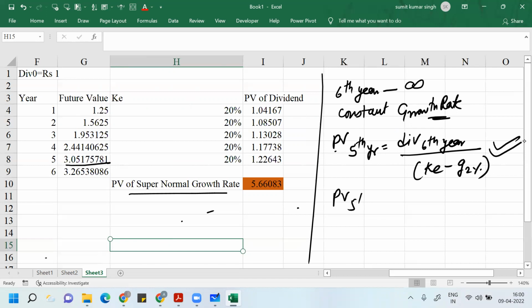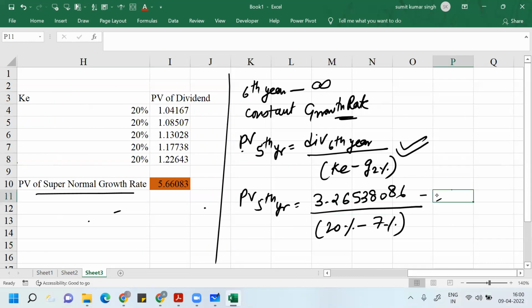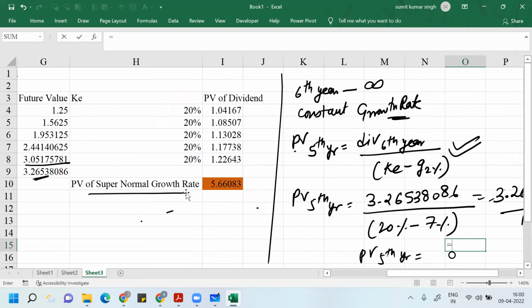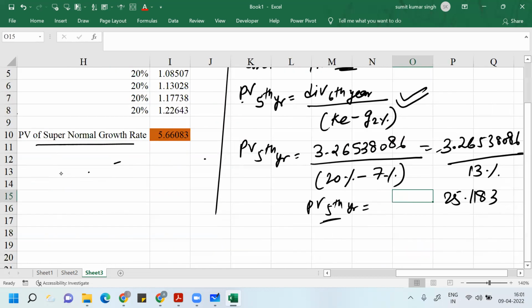So for the present value after 5th year, the dividend for 6th year is 3.8086, divided by cost of equity, which is 20%, minus growth rate, 7%. So if you solve this, 3.8086 divided by 13%, you will get the present value after 5th year. How much will you get? This divided by 13%, 25.1183. This value you will get after 5 years. Present value after 5 years.